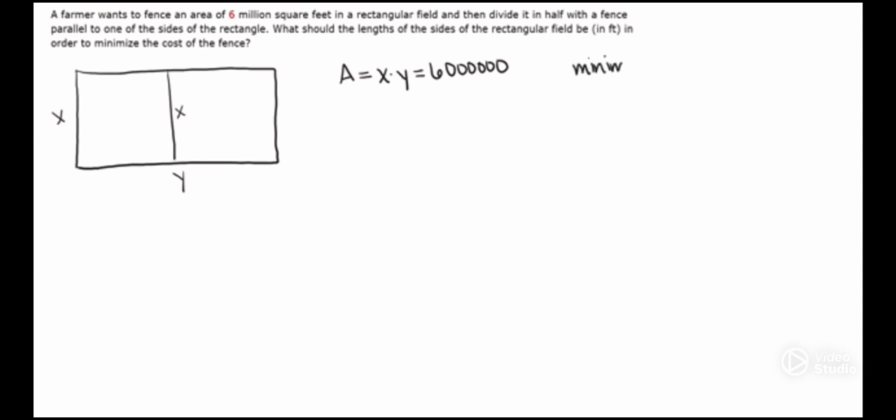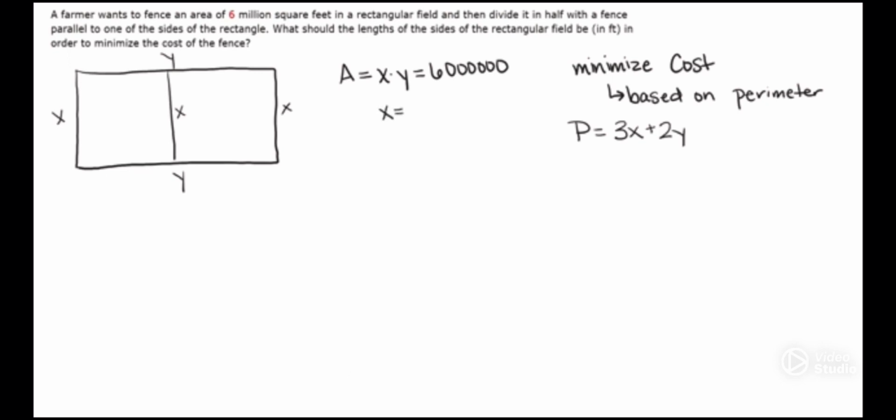So the main goal is to minimize the cost of this fenced in area, and the way we're going to be doing that is by basing it off of our perimeter. So we know that our perimeter is equal to all the sides added together. And so we see that we have 3 x sides and 2 y sides. So we can write this out as P equals 3x plus 2y as our base equation for this.